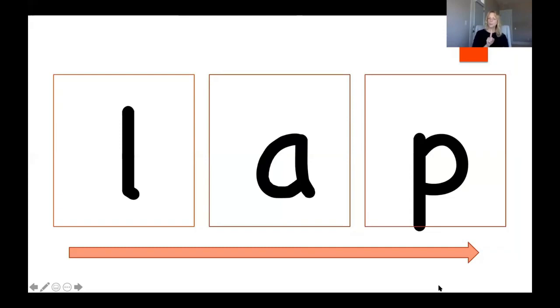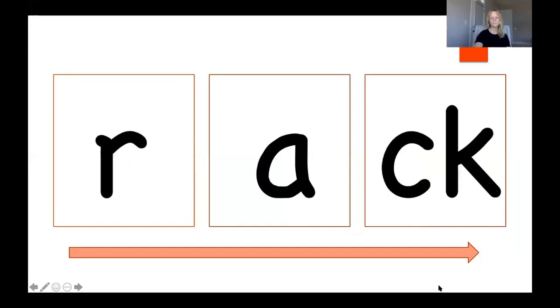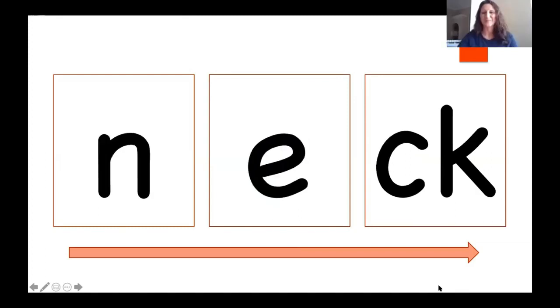Go ahead and tap with your fingertip under each phoneme. Say the sound of each phoneme, and then blend across the arrow to decode the word. Okay. L, a, p, lap. Perfect. Very nice. R, a, k, rack. And what rule does this follow? The soldier rule. Soldier rule. Good job. N, e, k, neck.